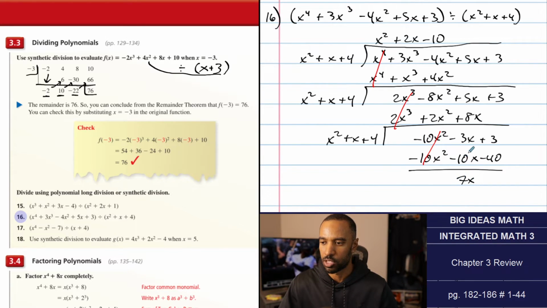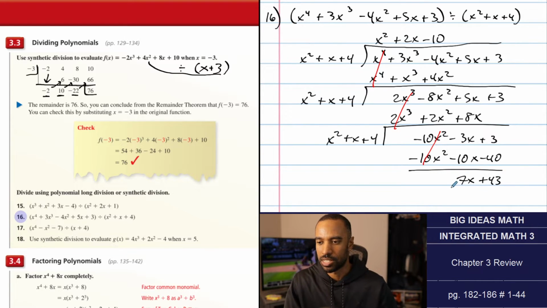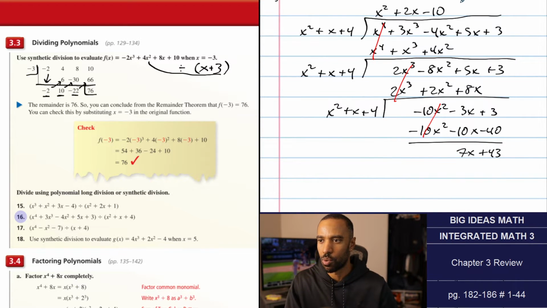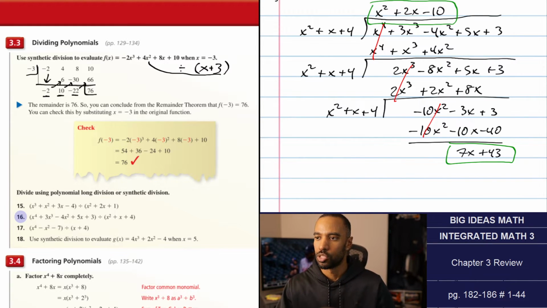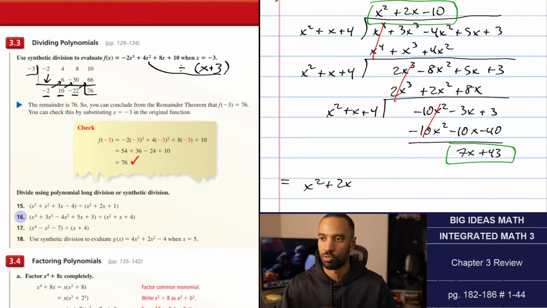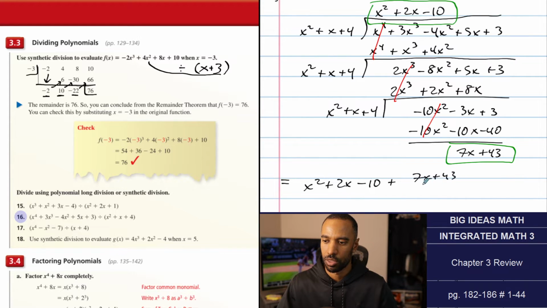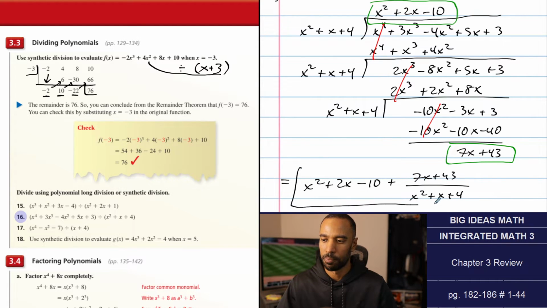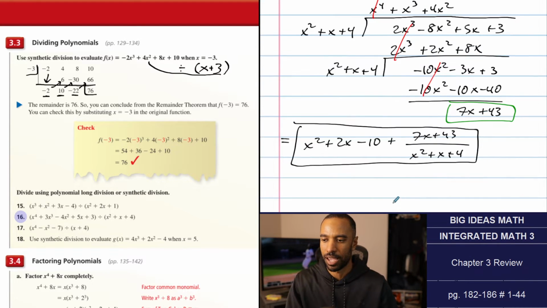Now this is 7x because we're subtracting the negative, and same thing here. This is plus 43. X squared can't go into 7x at all here, so we're left with this quotient and this remainder. So that all equals, in the end, minus 10. I write too fast. Plus 7x plus 43 all over x squared plus x plus 4. Remember, the original divisor is still in play and the remainder portion.